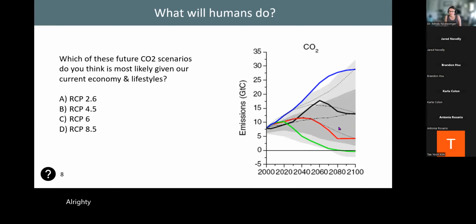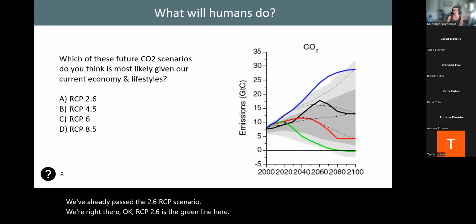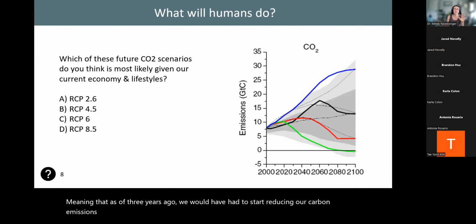Alrighty. So we've already passed the 2.6 RCP scenario. We're right there. RCP 2.6 is the green line here, meaning that as of 3 years ago, we would have had to start reducing our carbon emissions. And this is not just in the United States, this is globally.